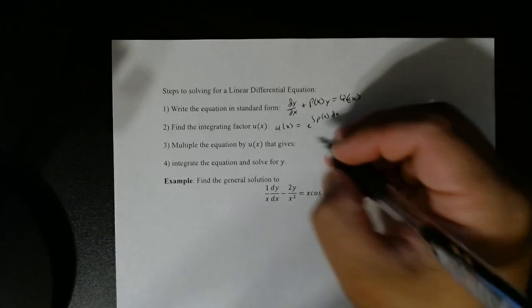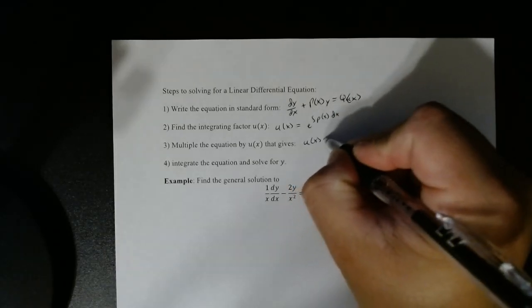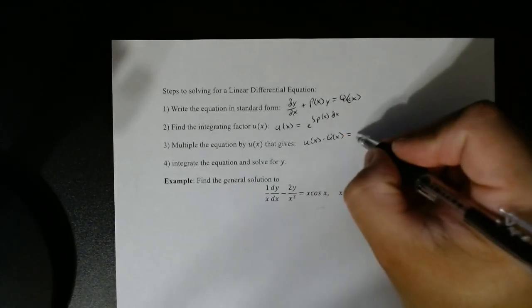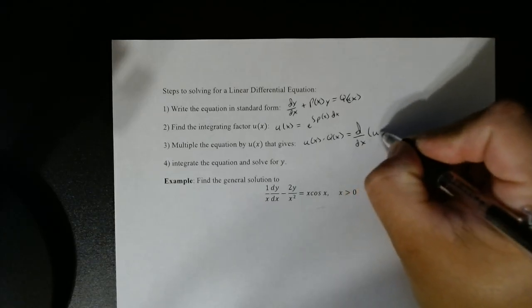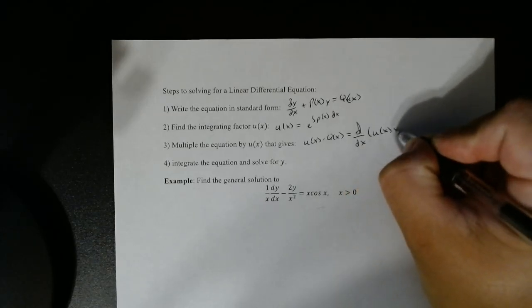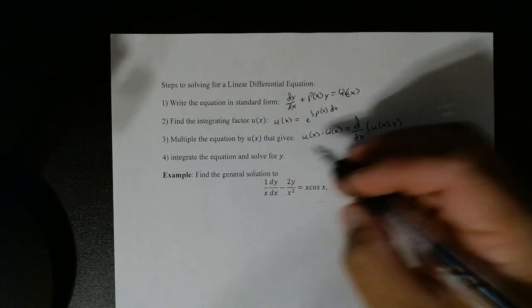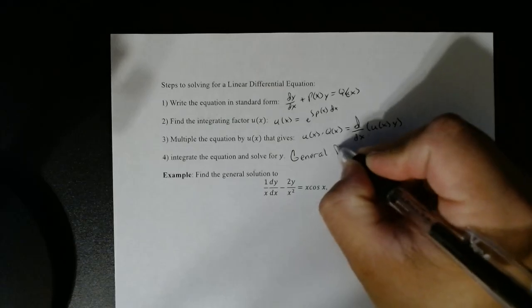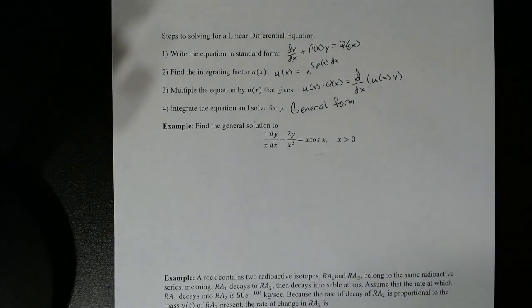Multiply both sides by u of x, so we basically get u of x times q of x is equal to the derivative of u times y. And then finally, we just integrate and solve for y, or we just use the general form. Okay. So let's try this out and see how this would work.